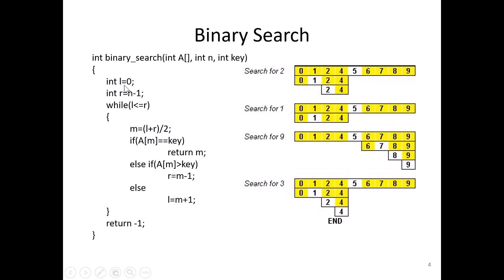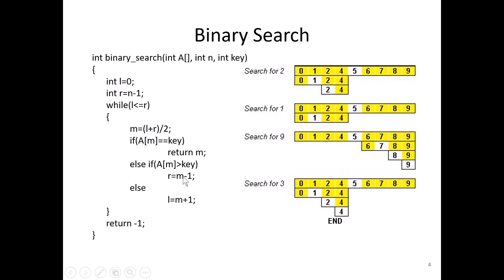Here you are just recording the L value as 0, R value is n minus 1 initially, and you are trying to identify the list until left is less than or equal to R. Find the mid value, and mid value is compared with the search key. If it is equal, means return the key. Otherwise, you should compare the element which is available in the list with the key. If the element which is available in the list is greater than the key value, means absolutely the key is in the left hand side.